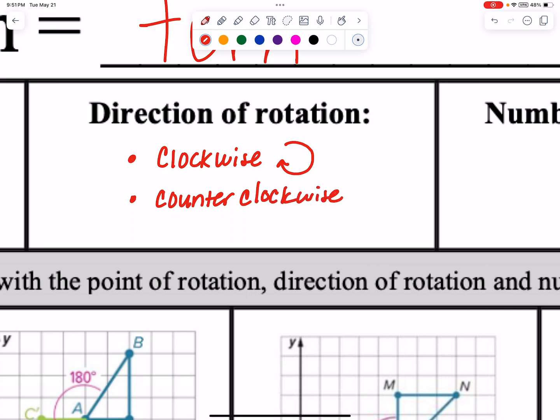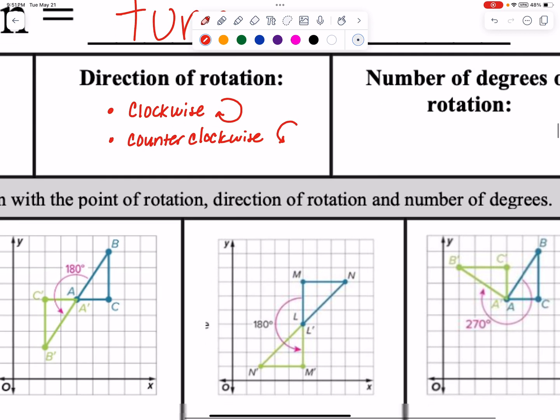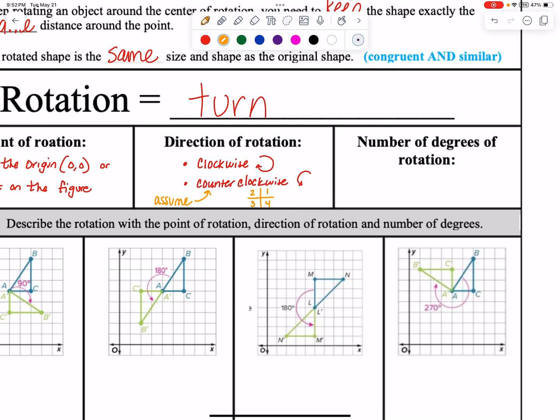So go ahead and write counterclockwise. That would be going to the left this way. Okay. So those are two types of ways. A lot of times you can assume that they want you to do counterclockwise, if they don't mention anything. And that's because on a coordinate plane, the order of the quadrants goes 1, 2, 3, 4. And so you can assume counterclockwise if they just say turn it 90 degrees.